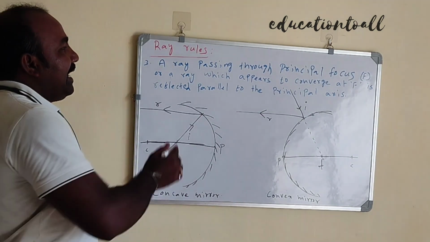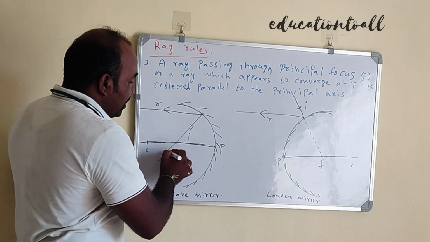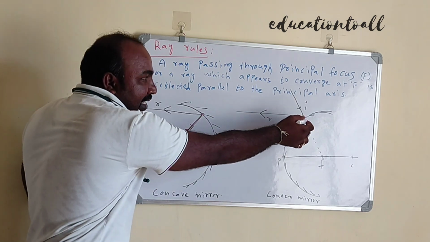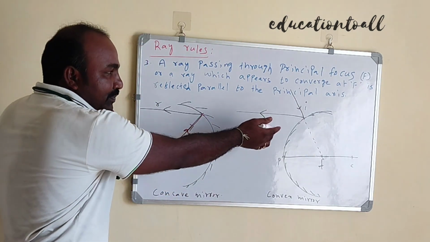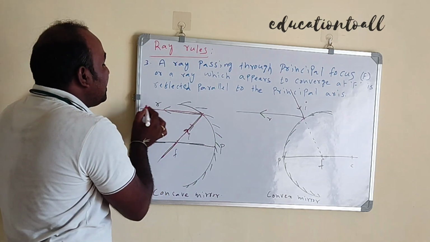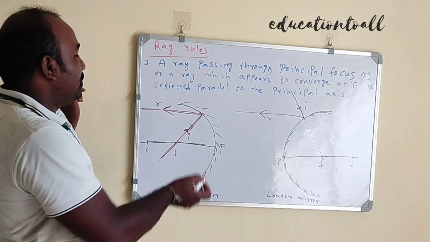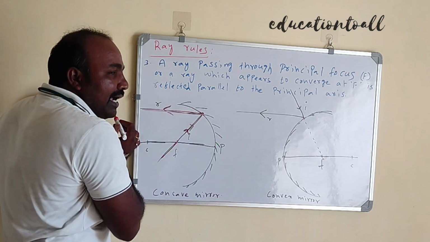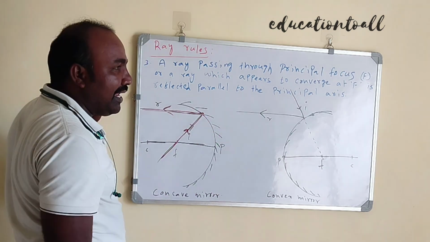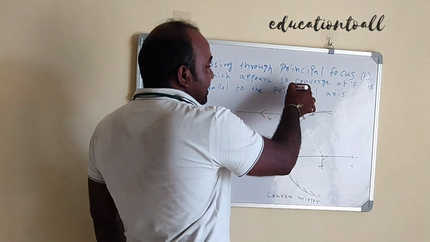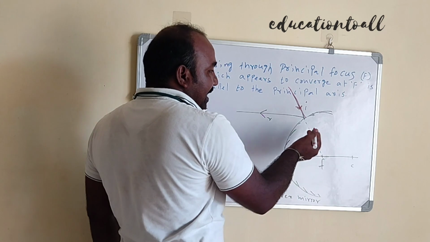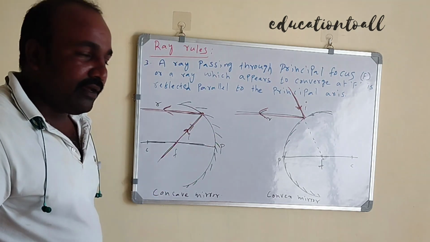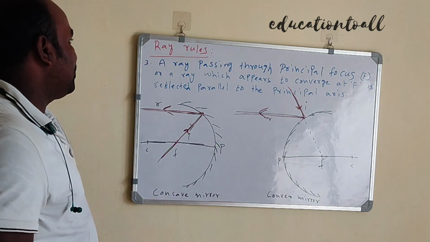Next, the third one is, a ray passing through the principal focus. A ray passing through the principal focus, after reflection, travels parallel to the principal axis. So a ray passing through the principal focus, after reflection from the point of incidence, is reflected back and travels parallel to the principal axis. In a convex mirror, a ray appearing to pass through the focus, after reflection from the point of incidence, is reflected back parallel to the principal axis. So this is the third rule.